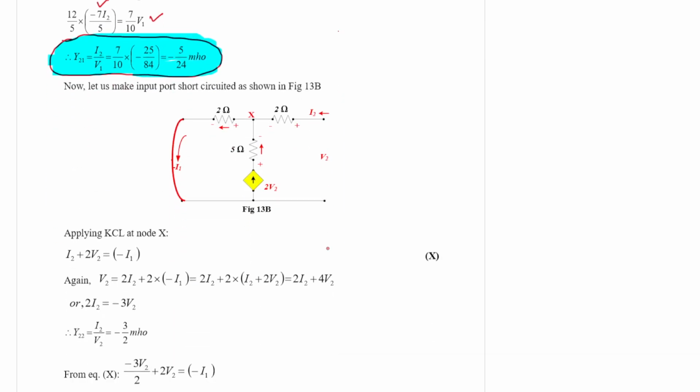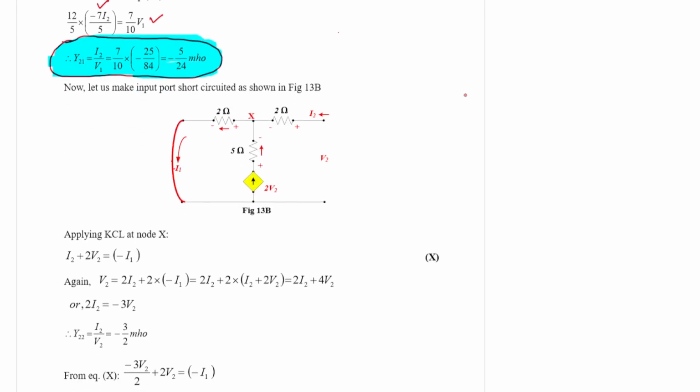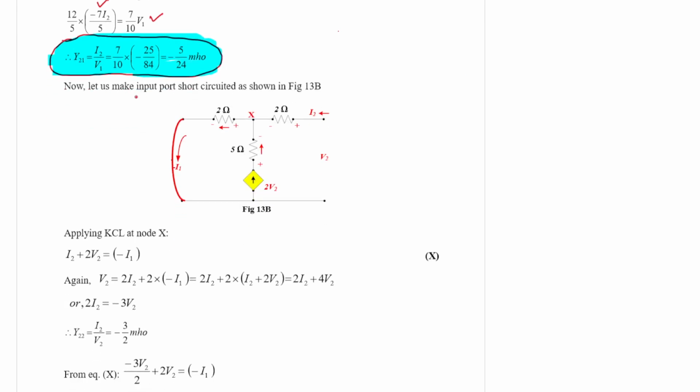Now let us solve the second part. Now let us make the input port short circuited. So we are making V1 equal to 0. The direction of I1 is reversed, so it will become minus I1. Now this dependent current source remains as it is, because V2 is not 0. It is there, V2, which is injecting some current I2.